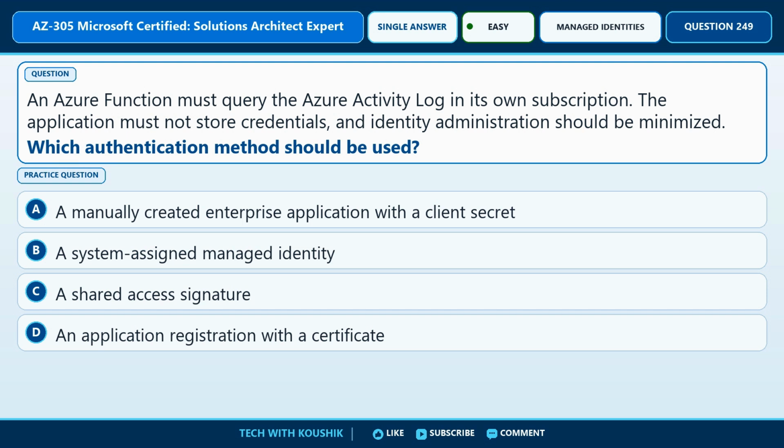Choice A, a manually created enterprise application with a client secret. Choice B, a system-assigned managed identity. Choice C, a shared access signature. Choice D, an application registration with a certificate.